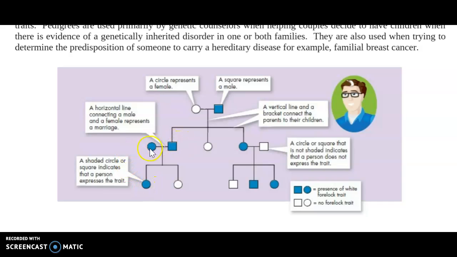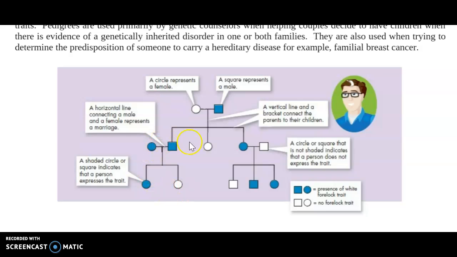But if they only have little f's to pass on, then that would have to be a homozygous recessive, but then you have this child right here who does not have the trait. So that tells us that this cannot be a recessive trait, because if it were a recessive trait and both parents had it, they would have to pass it on to their children. This child did not get it. So this must be a dominant trait.